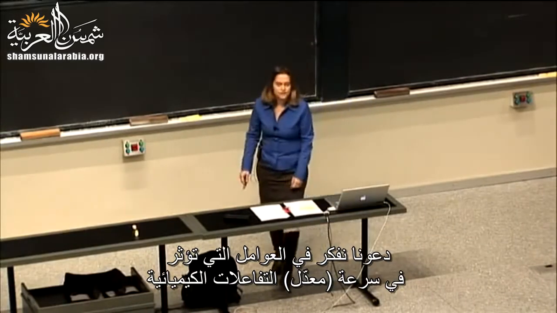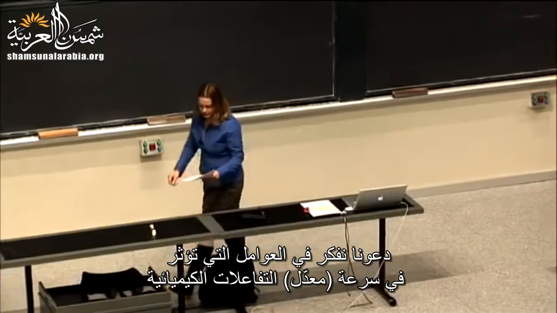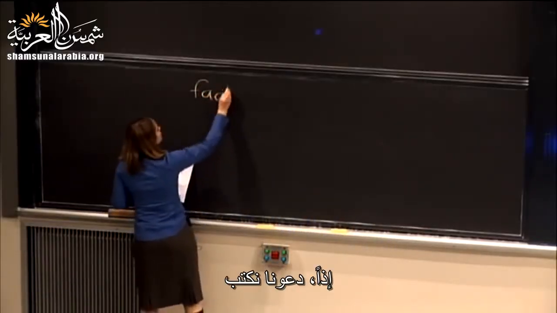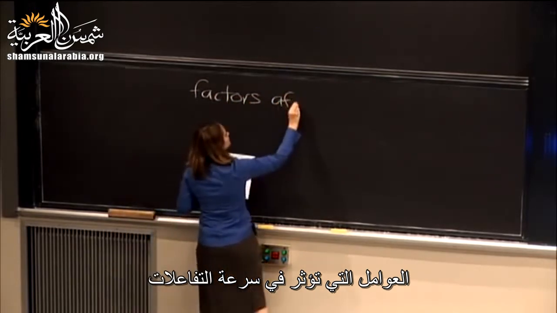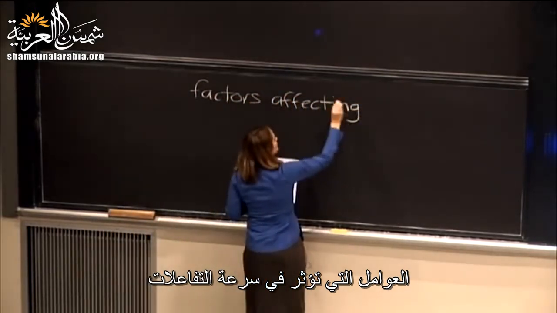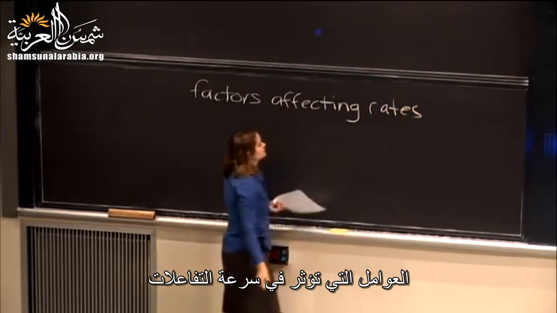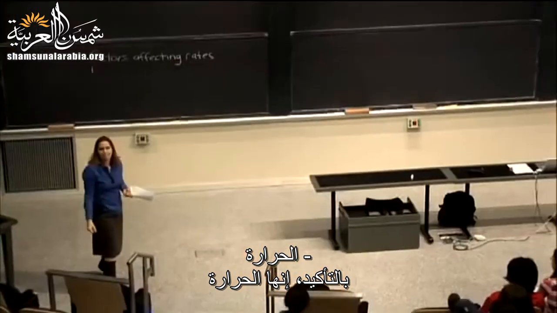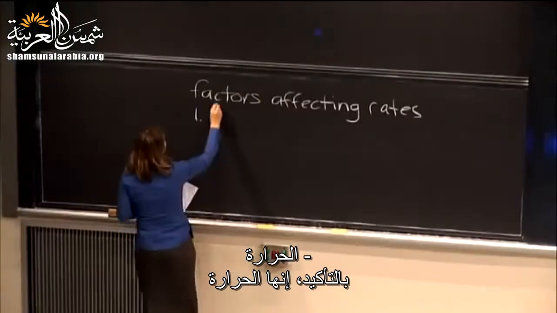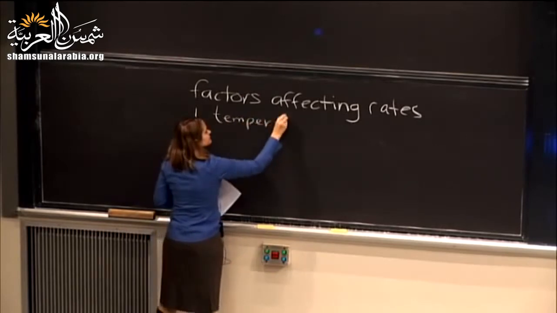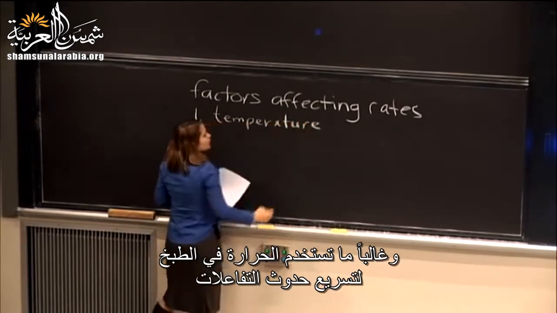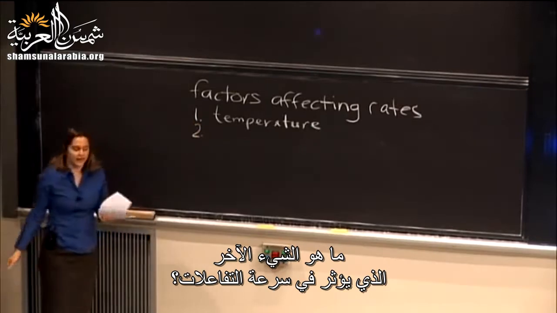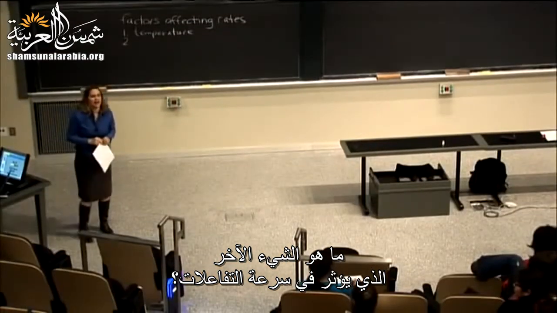So let's think about what are some factors that would affect rates of reactions. So let's write down, and you can think about what are some factors affecting rates. What's one thing people can think of that might affect the rate of a reaction? Temperature. Temperature. Definitely. And this is used quite often in cooking to get things to occur. What else affects the rate of a reaction?